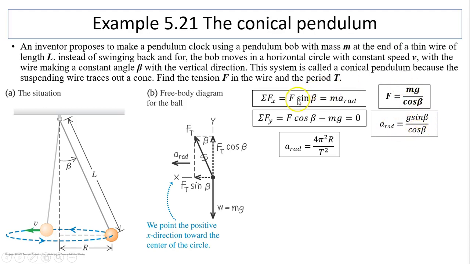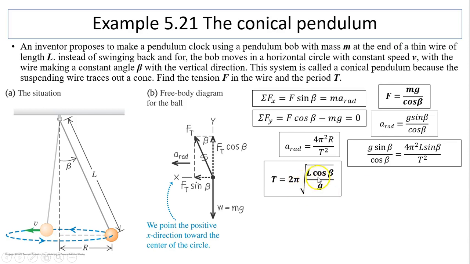You substitute F in the first equation, then you get rid of this F. So sine beta over cosine beta times g equals a_rad, because m cancels out. So now you substitute a_rad into the a_rad equation, and you'll have this expression. You can set it up and solve for T: T equals 2 pi times the square root of L cosine beta over g.